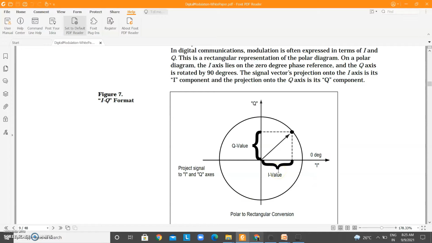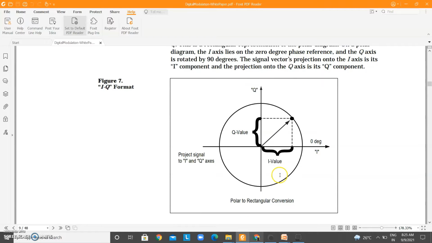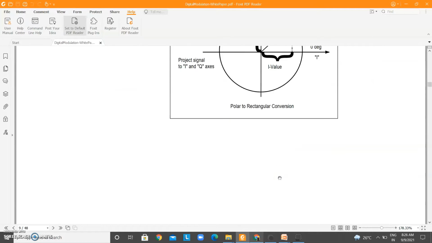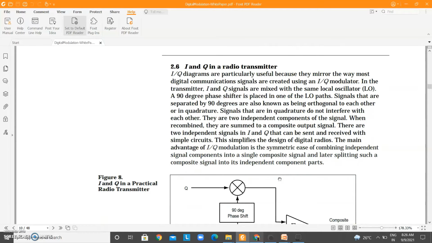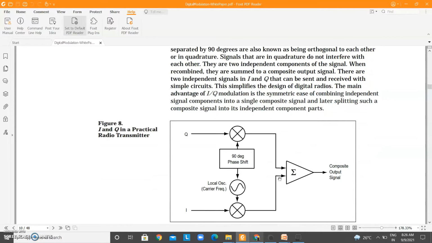We saw also binary phase shift keying and frequency shift keying, where the frequency changes. We will see that a little bit deeper in the coming class. Now we have I and Q in the radio transmitter. Now, how do these I and Q signals come? For every symbol, you have an I component and a Q component.